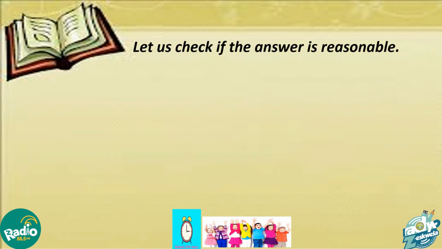Now, let us check if our answer is reasonable. Let us find the actual product of 44 multiplied by 18 and see whether our answer is reasonable or not. What is your answer? Correct! The product is 792. Is it reasonable?